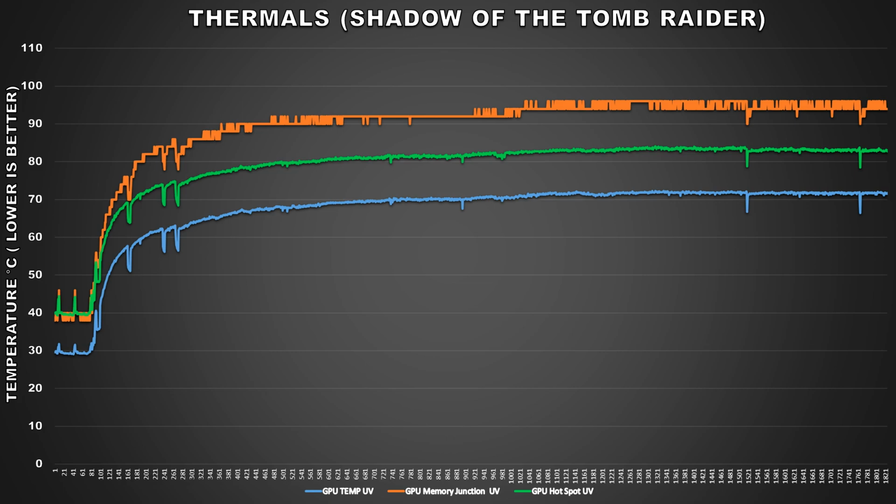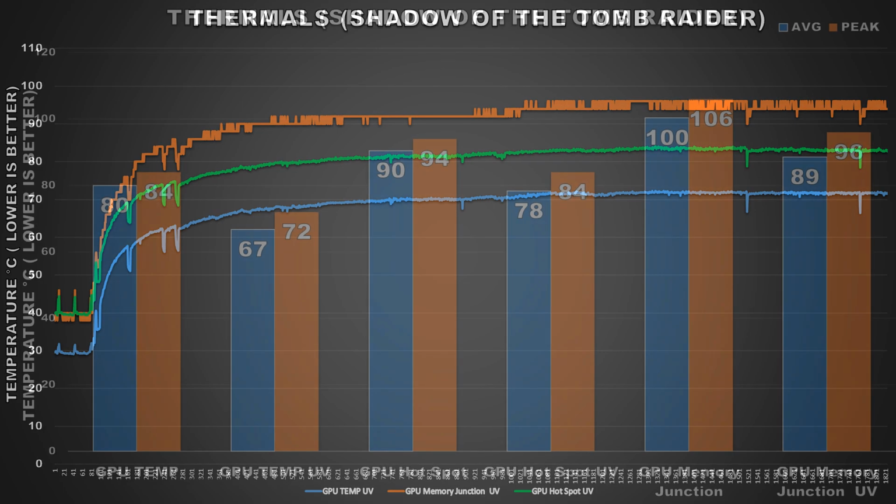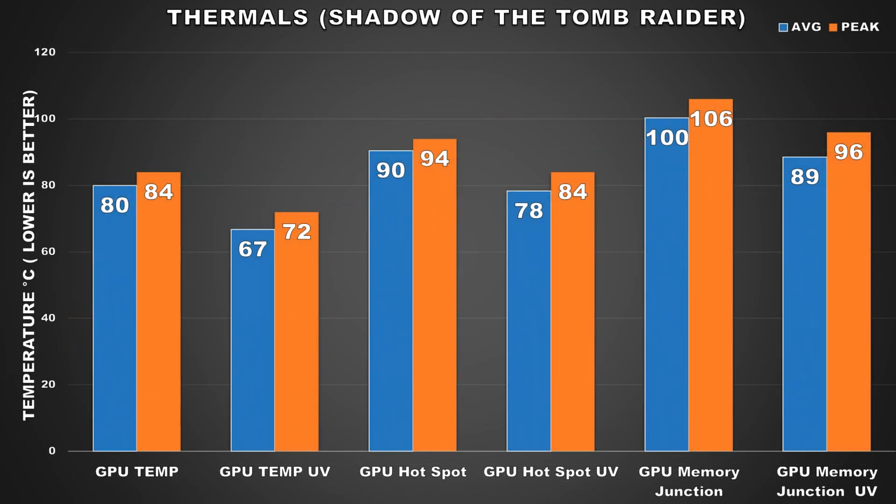Now, when undervolted, we again see the awesome benefits of running the GPU in this sort of configuration. Now the GPU core temps sit around the high 60s and low 70s. The memory temps have also fallen about 10 degrees, and we're not seeing it go past 100 degrees Celsius, which is definitely a welcome change. Looking at the averages, we see larger drops from what we saw with Forza Horizon 4, with the GPU core temps dropping 13 degrees, the hotspot temps dropping 12 degrees, and the memory dropping 11 degrees.